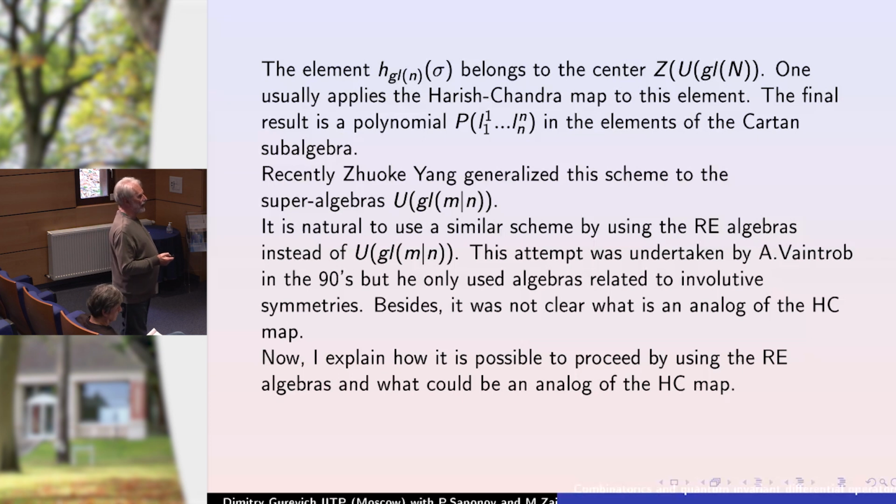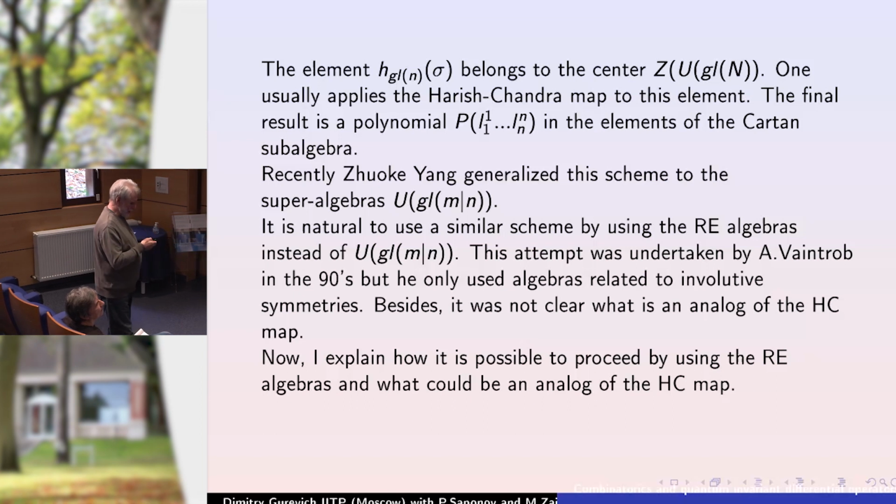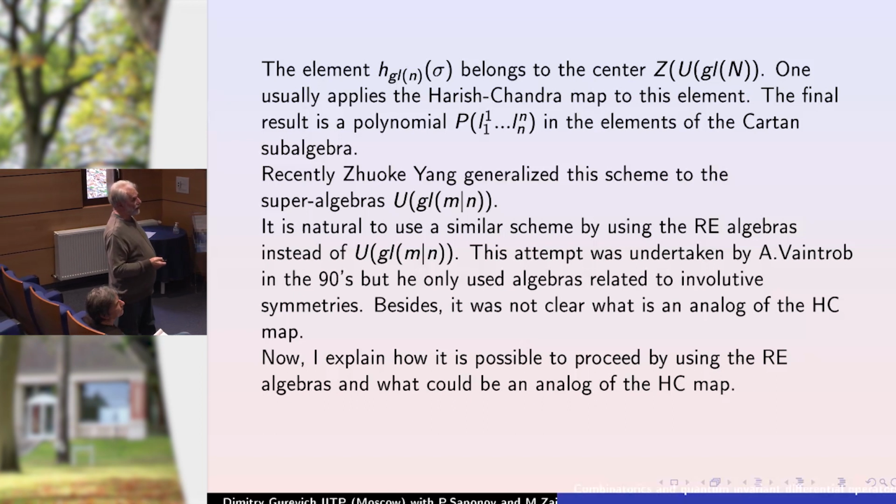But I would like to say that the idea to generalize all this to the braided algebra, which I consider, was for the first time considered by Weintraub, but he considered only involutive symmetry. It is not so interesting. Moreover, it was not clear what is an analog of the Harish-Chandra map in this situation. And so now I would like to explain what is a good analog of the Harish-Chandra map.